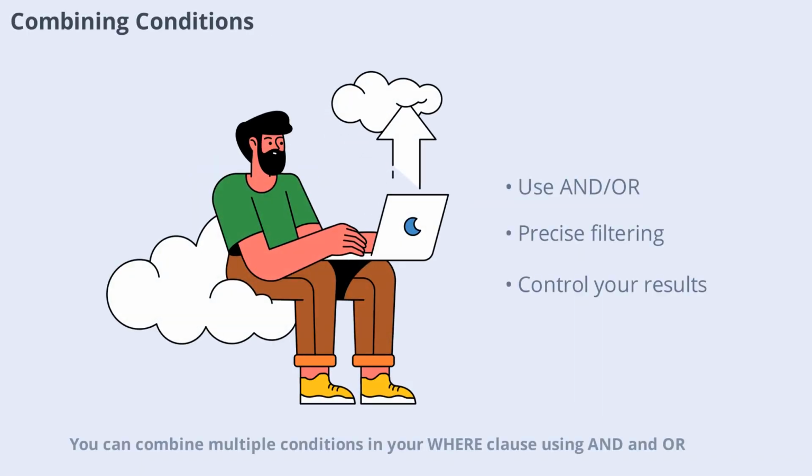You can combine multiple conditions in your WHERE clause using AND or OR. This lets you filter data even more precisely. For example, you might look for customers who spent over $5,000 and live in a specific city. Combining conditions gives you more control over your results.